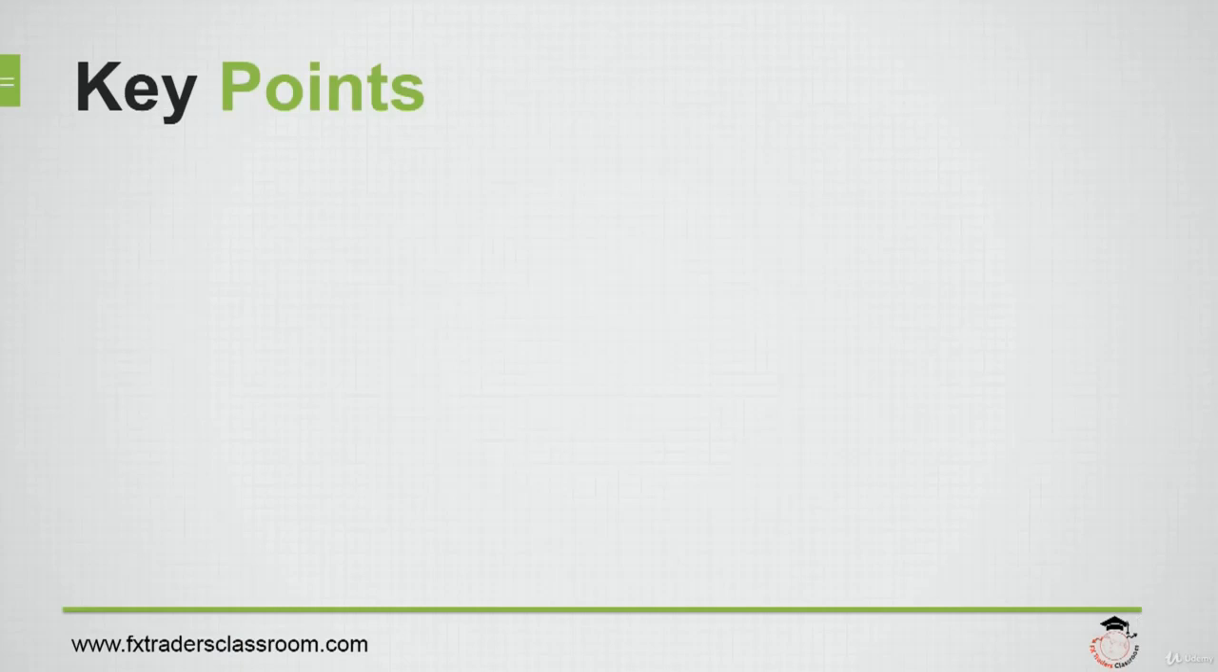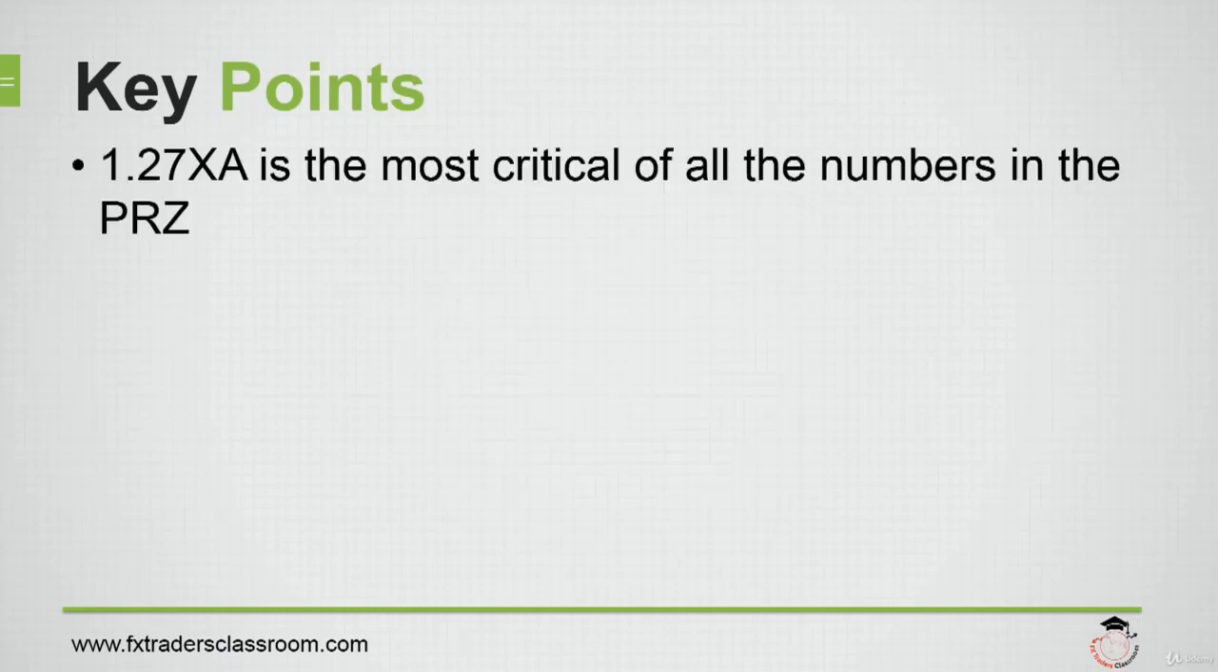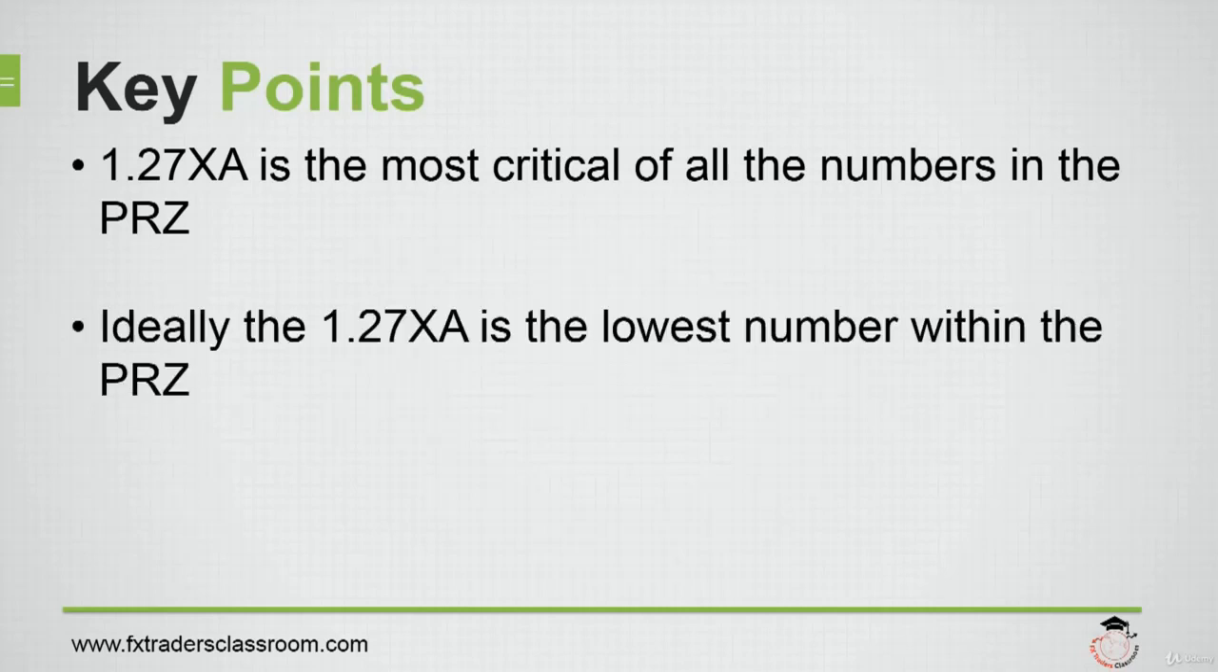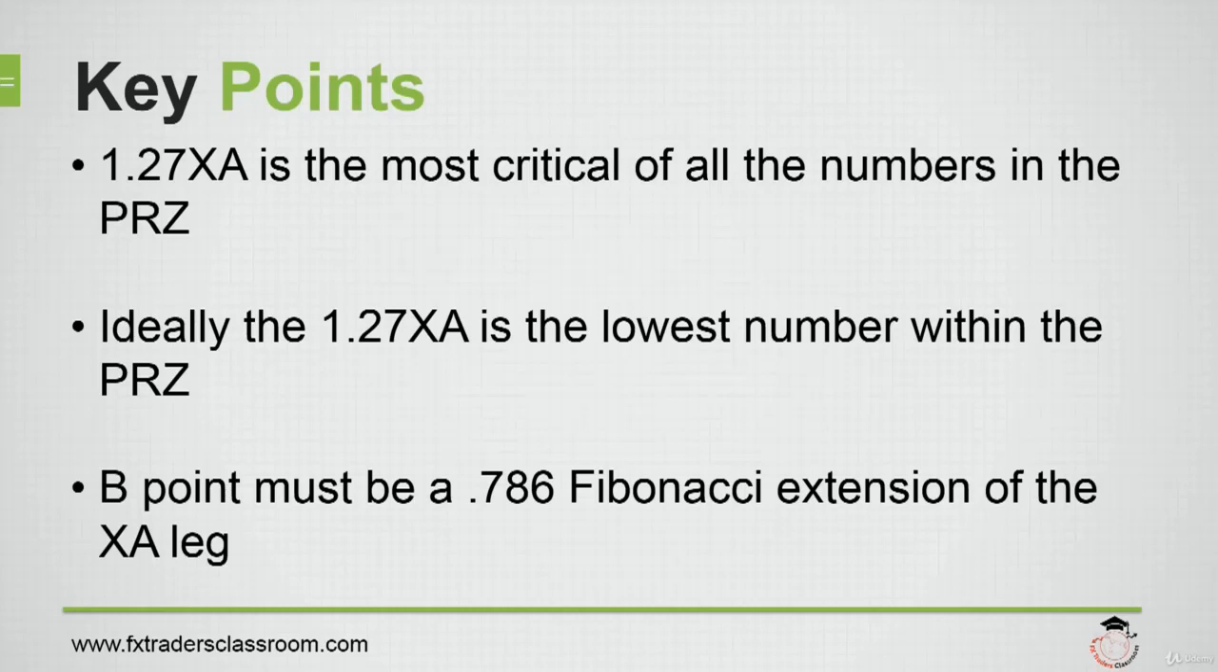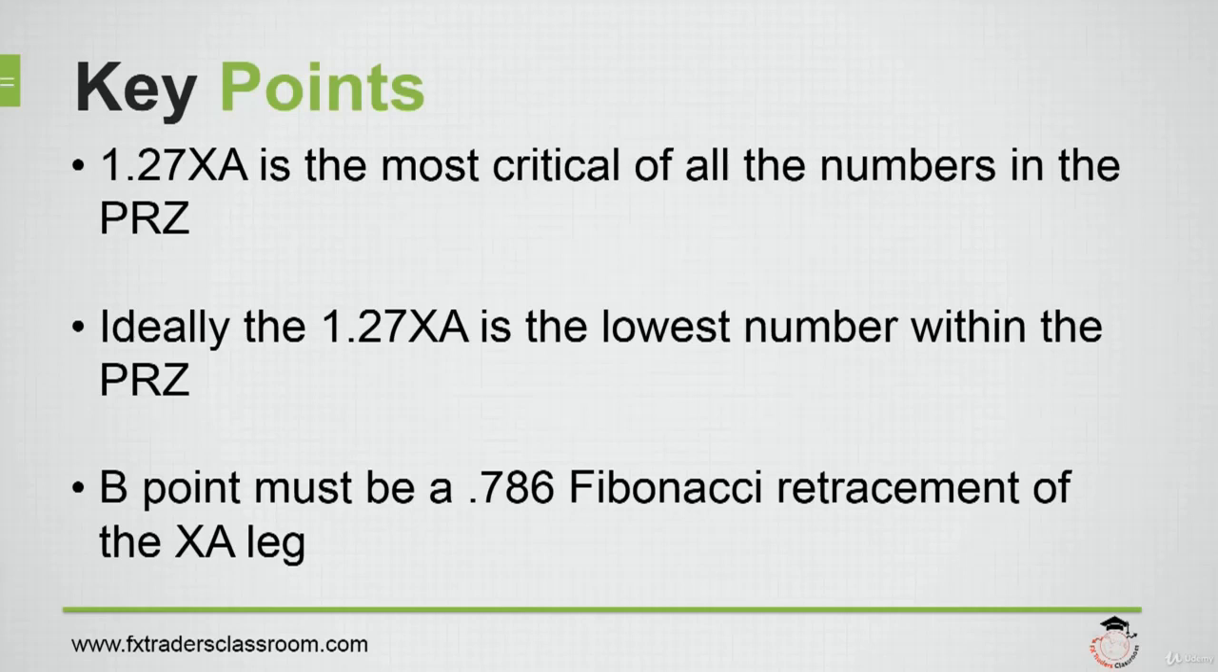The butterfly pattern indicates a high probability of reversal at the end of a trend and allows you to get into that trend earlier. So let's recap the key points for this pattern. First, the 127XA is the most critical of all numbers within the PRZ. This number should ideally be the lowest number within the PRZ. And finally, let's look at the B point. The B point must be a 786 Fibonacci retracement of the X to A leg.